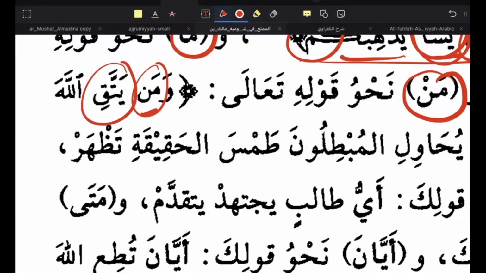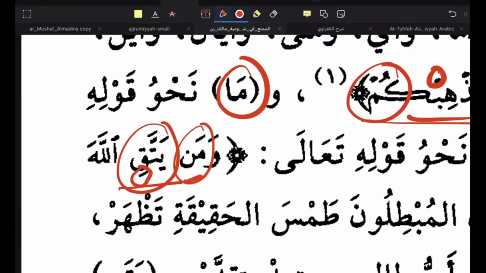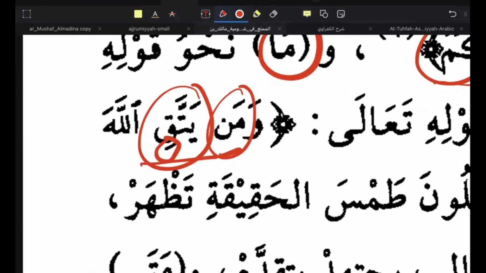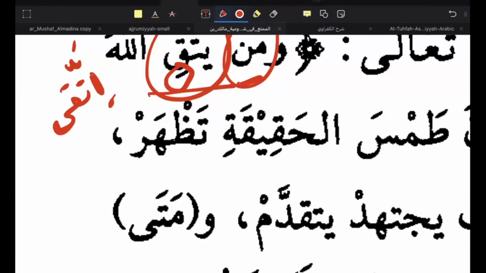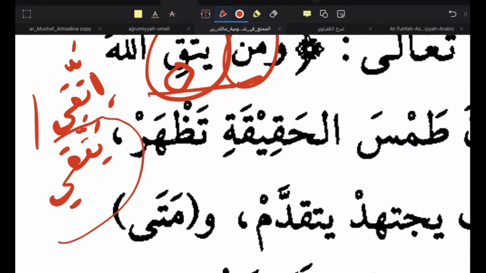So now we have a problem. We said the verb has to be in majzum state. It doesn't look like it's majzum. It looks like it has a kasra, no sukun, nothing. What's going on here? First, you have to go to the verb. What is the verb? Ittaqa. And what is the present tense verb? Because remember, we need the present tense verb. Yattaqi. Ittaqa, yattaqi. So this is the verb we're working on.